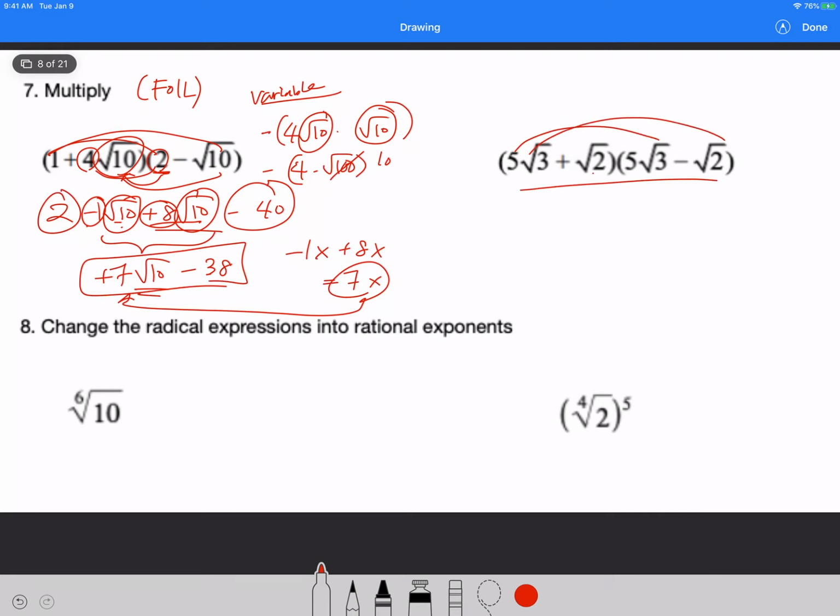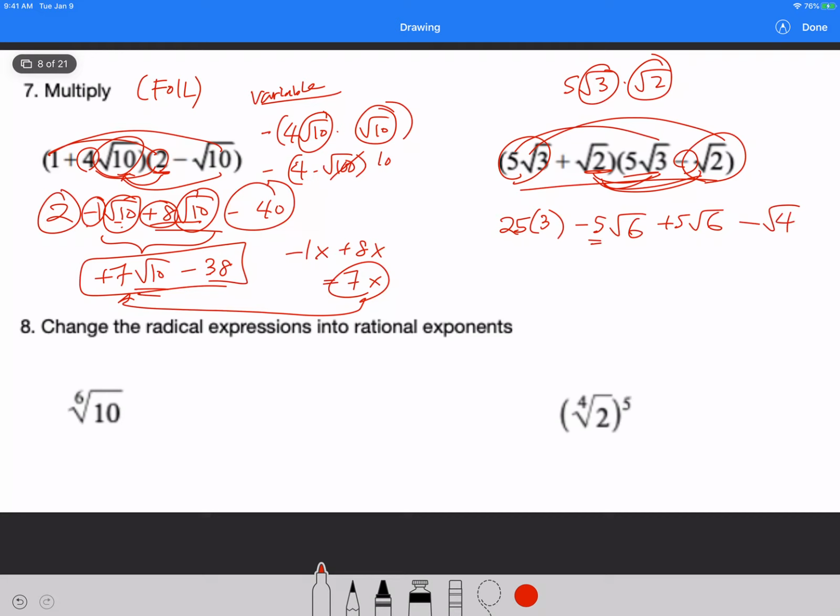This one, first, outer, inner, last. What I'm going to do here is 5 square root of 3 times 5 square root of 3, so it's 25 times 3, minus 5 square root of 3 times square root of 2, so it'll be 5 square root of 6, because guys, the square roots can be put together. So the 5 just stays the same. And it's negative because there's a minus in front of the square root symbol. Plus square root of 2 times 5 square root of 3 should give you plus 5 square root of 6. And the last one is minus square root of 4. These two cancel each other out because it's the minus and the plus of the exact same value. So 25 times 3 gives you 75. Minus square root of 4, which is 2. My final answer should be 73.